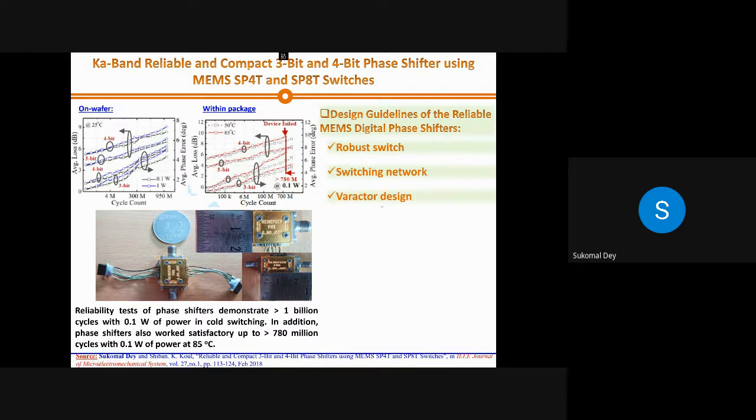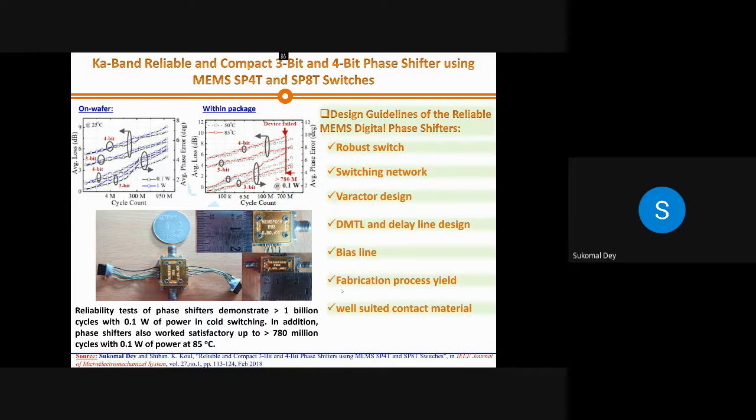Then again, the varactor design is a crucial part. Then you have to design the DMTL and delay lines in EM simulators. Then the bias lines, you have to route the bias line in such a way that there is minimum signal leakage. Then the fabrication process also plays a very important role.